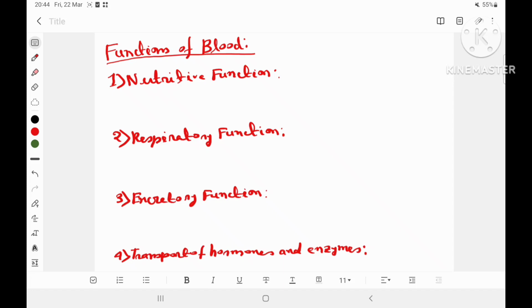The blood is also called the fluid of health because it protects the body against diseases and gets rid of waste products and unwanted substances by transporting them to excretory organs like the kidneys. So basically, blood performs the following functions.